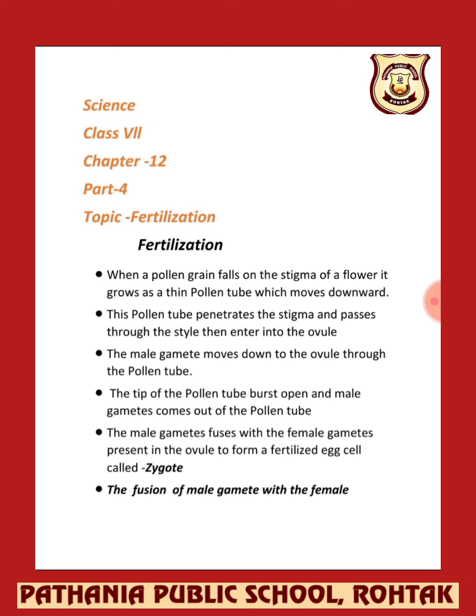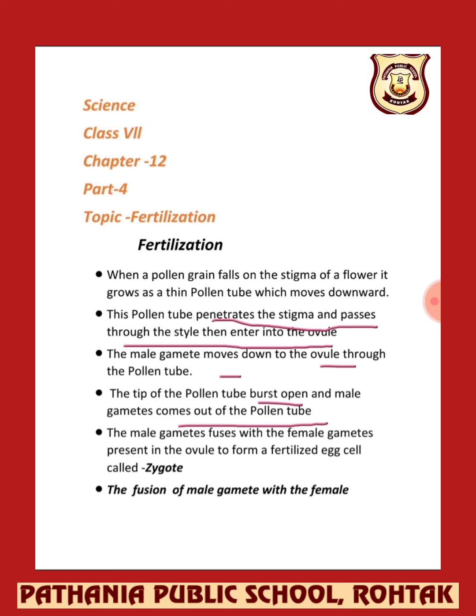When a pollen grain falls on the stigma of the flower, it grows as a thin pollen tube which moves downwards. The pollen tube penetrates the stigma and passes through the style and then enters the ovule. The male gametes move down to the ovule through the pollen tube. The tip of the pollen tube bursts open and male gametes come out of the pollen tube.